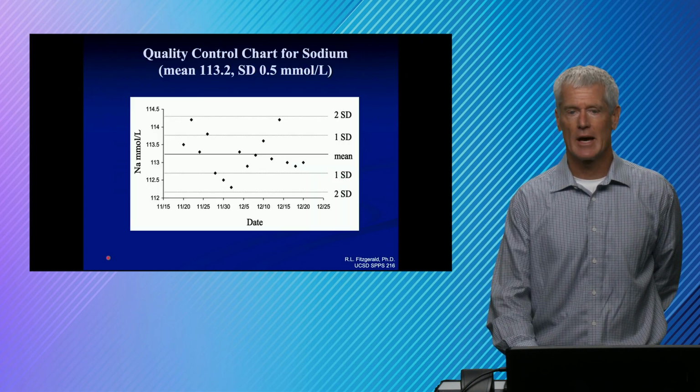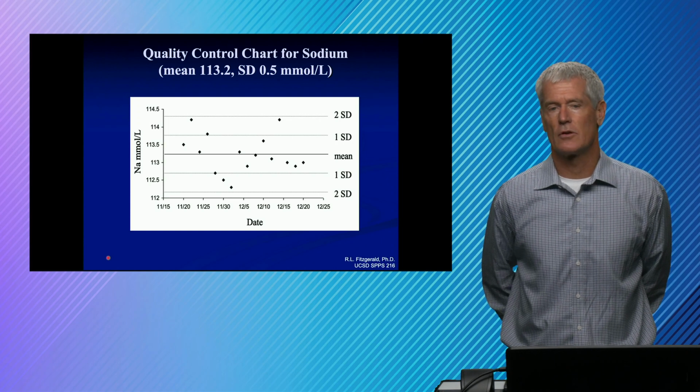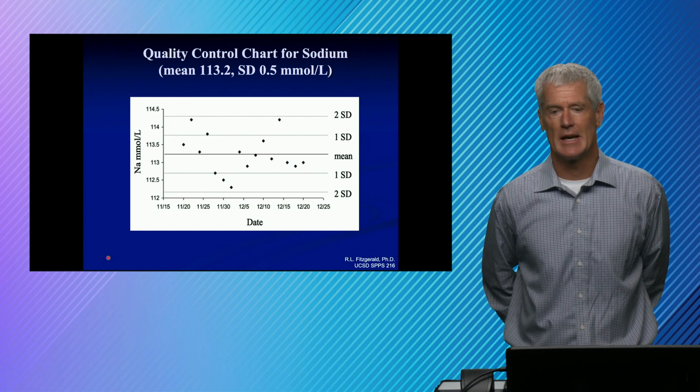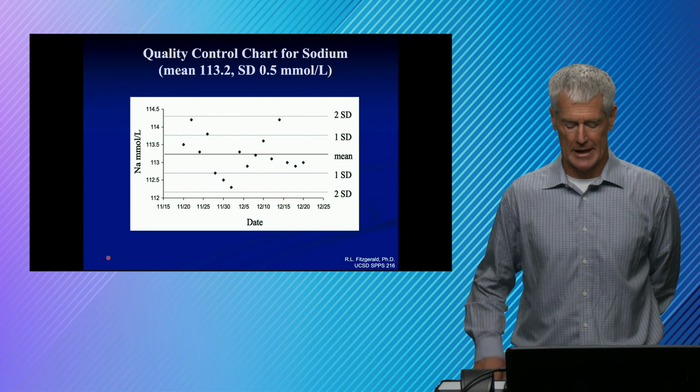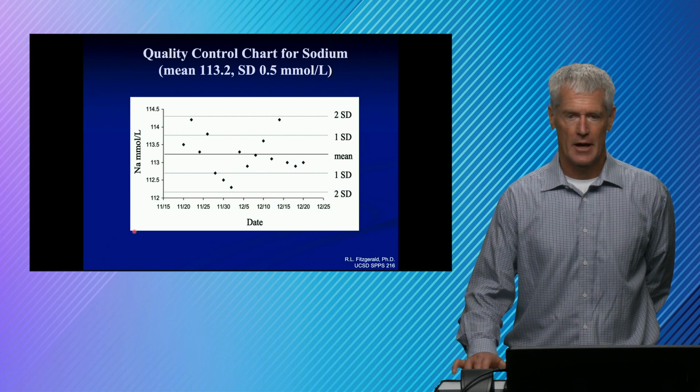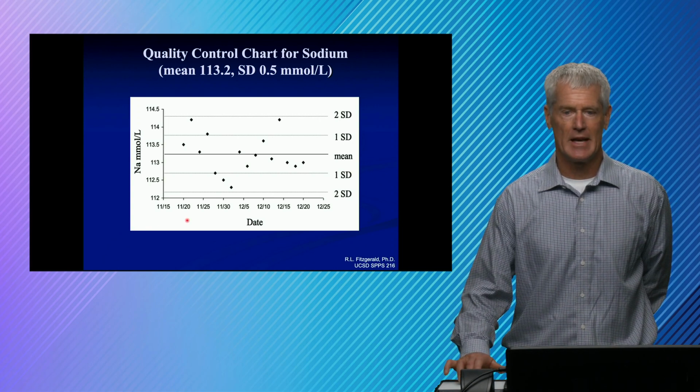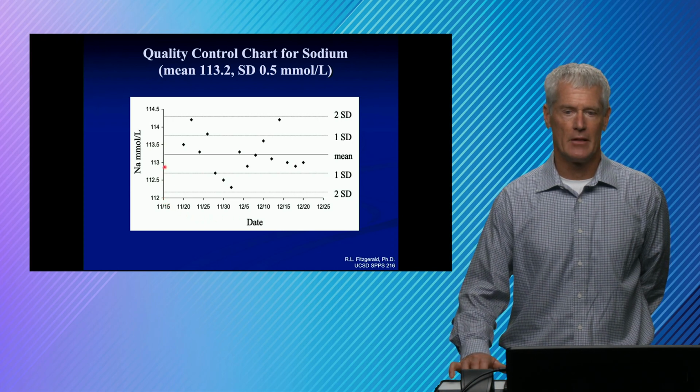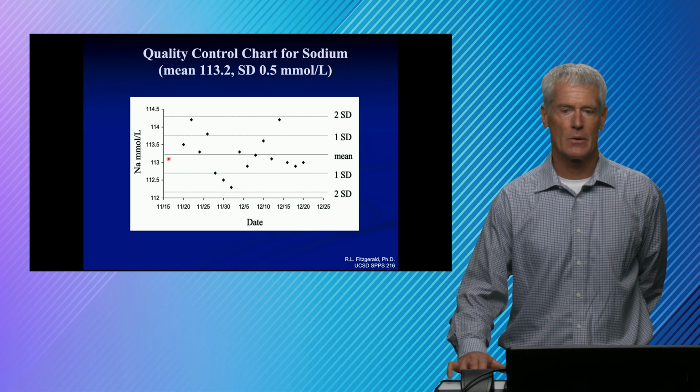So how do we do that? We run these quality control samples, as I said, every day. This is what we would call a Levey-Jennings chart. On the x-axis, we have dates, so that would be the different days that we're running this test. On the y-axis, the mean is typically plotted in the middle, and then we plot according to standard deviations.